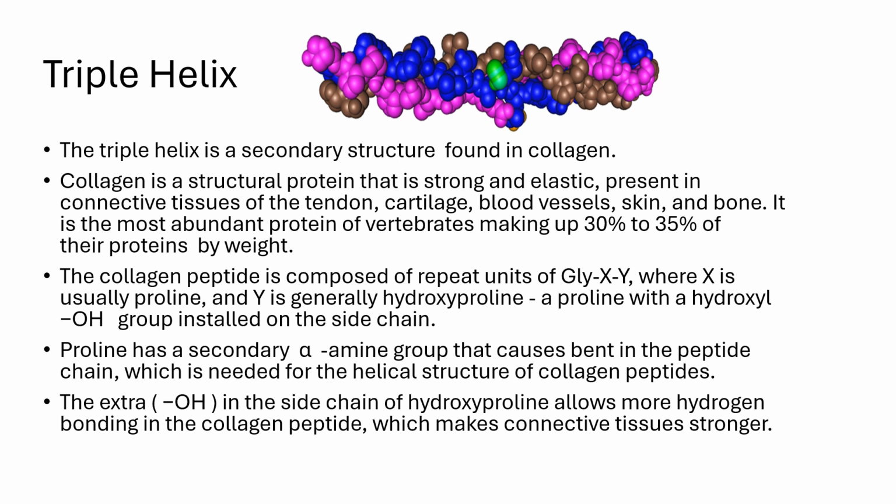The extra OH in the side chain of hydroxyproline allows more hydrogen bonding in the collagen peptide, which makes connective tissue stronger, right? If we did not have the extra OH, then the chains would not bind to each other, right? And that's why we need stability, and that's why we have an extra OH that is being used in collagen.